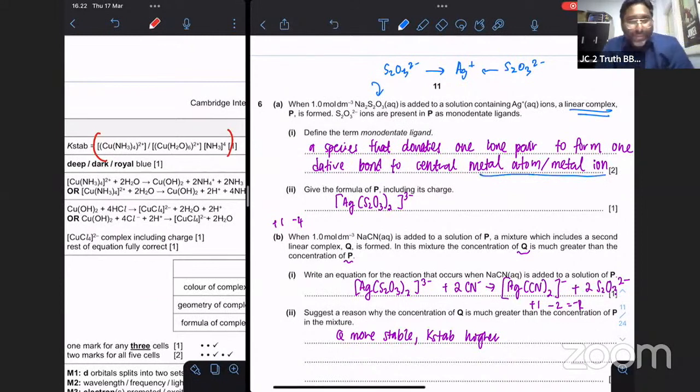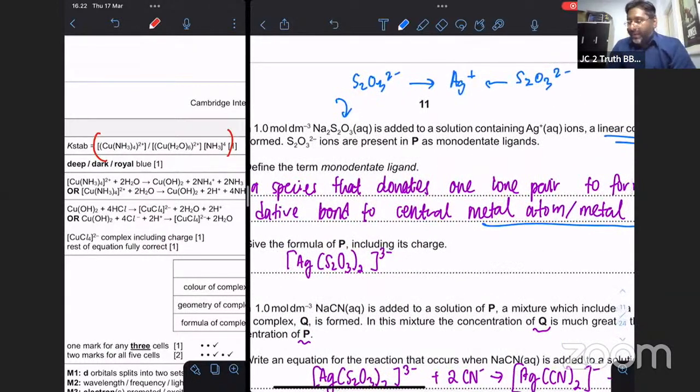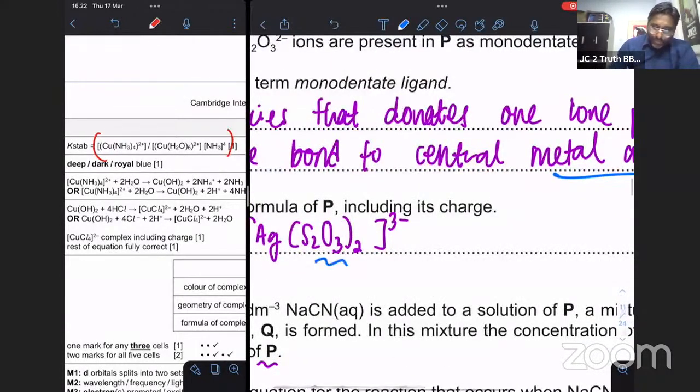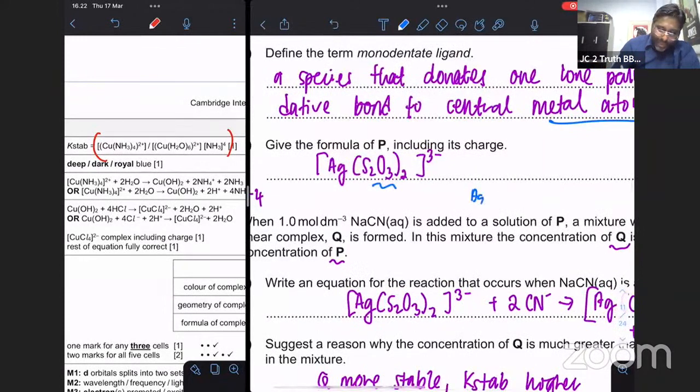This is very important, okay, one dative bond, and give the formula of P, including the charge. This one is quite important also. Just now I told you, 180 degrees, so you see, it must have two ligands. If not, you are not going to get a linear complex, so you will have Ag and S2O3, then you put 2, you see 2.